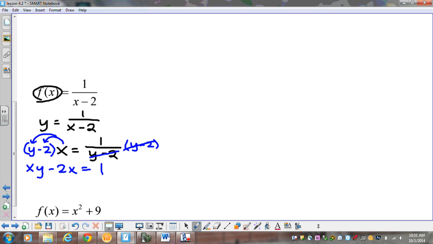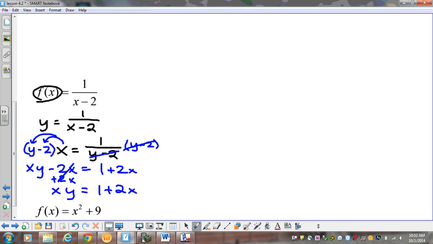Now, I still don't have y by itself, so we need to figure out what else to do. Right now I've got a y here, so let's start the process of getting it by itself. Let's take this 2x right here and move it over to the other side. Since it's a minus 2x, I'm going to add 2x here, and I'm going to add 2x to the other side. So those cancel. I'm left with xy equals 1 plus 2x.